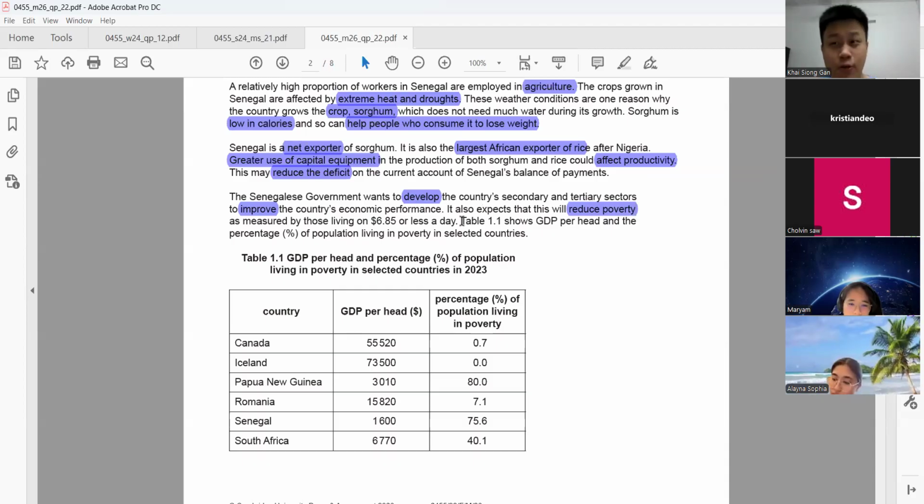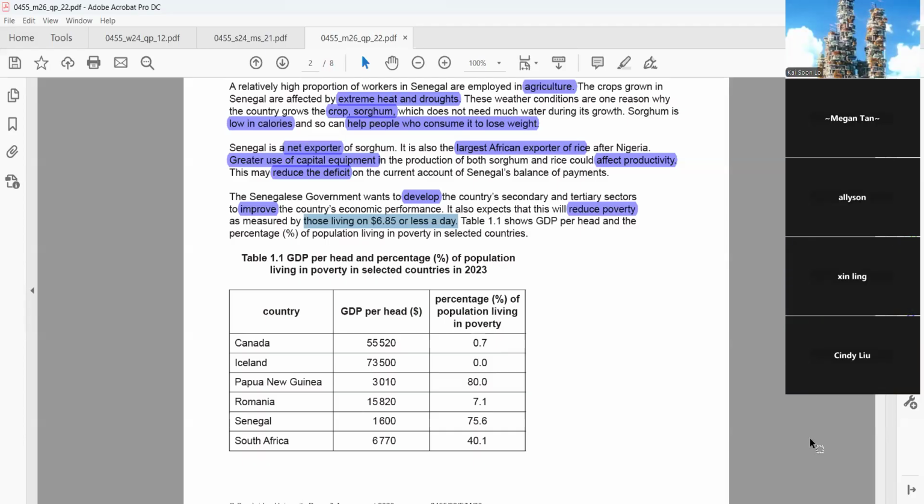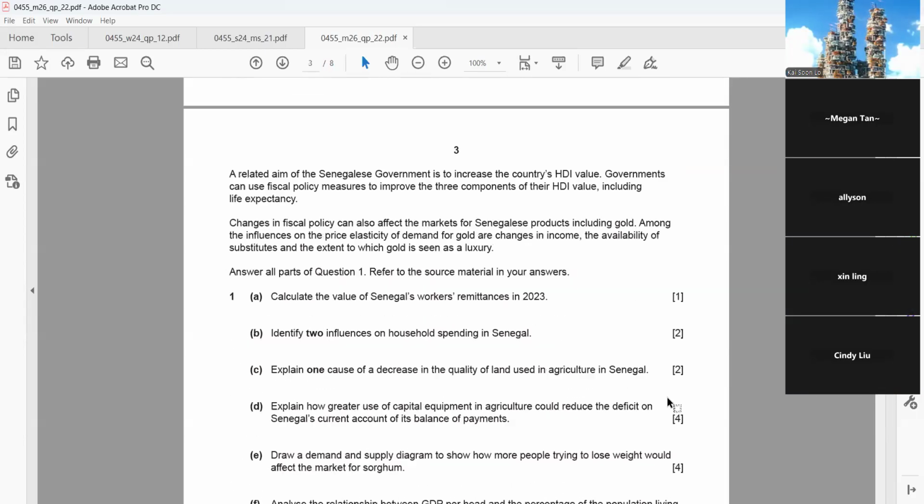You see, this is very, very poor already, you know. People who are living on $6.85 or less per day. We are referring to absolute poverty here. Can you live on less than 6 ringgit per day or not? Cannot. So when you talk about poverty here, they are talking about absolute poverty. Table 1.1 shows GDP per head and the percentage of population living in poverty in selected countries. You have this table that looks into two variables, which are GDP per head and the percentage of the population living in poverty.